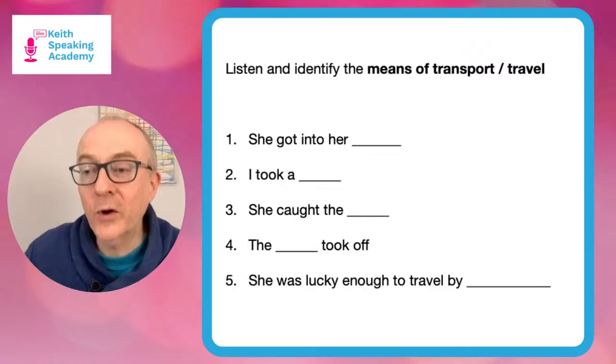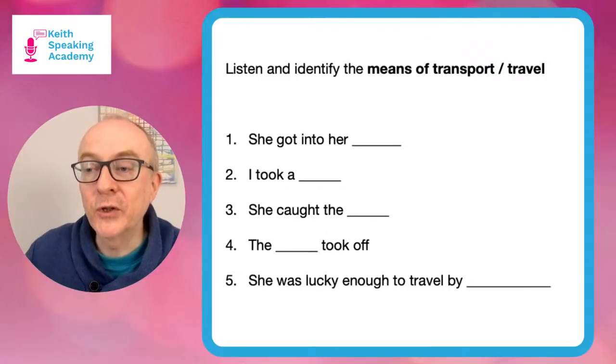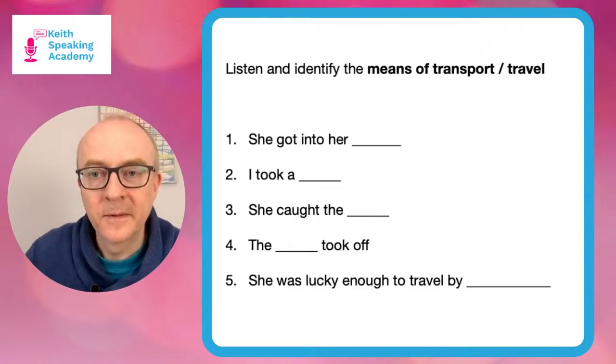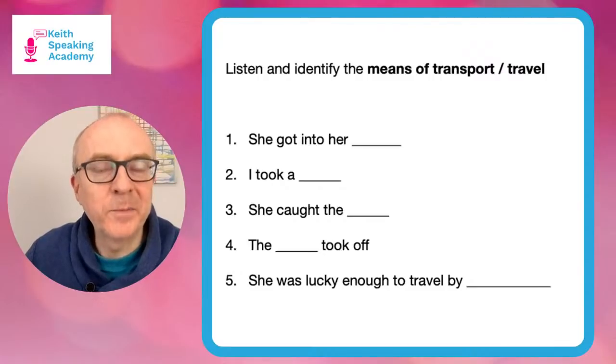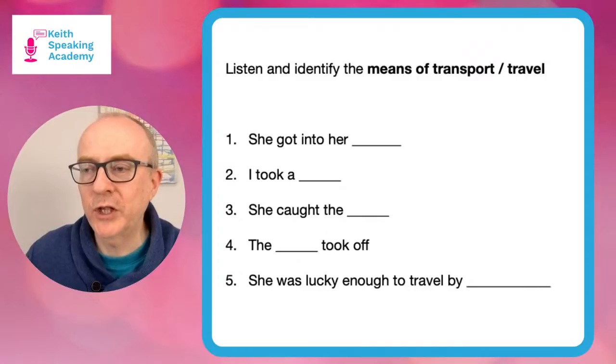So number one, Lok Mai was right. Salmon Reggie was right. You talked about number one was the car. She got into her car, right? Exactly. Number two, she took a... It was the boat or the ship, right? That was number two, the boat or the ship. So quite a few of you got that. Well done.